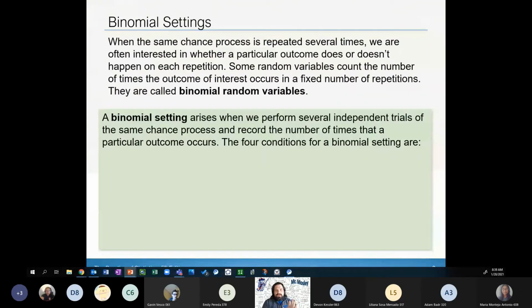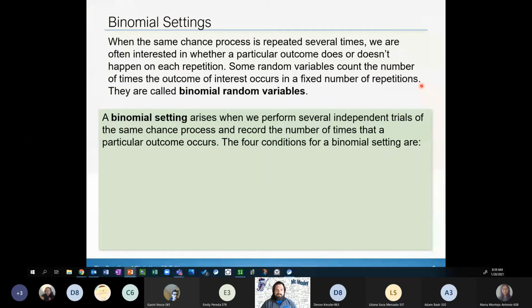So what is a binomial setting? So when the same chance process is repeated several times, we are often interested in whether a particular outcome does or doesn't happen on each repetition. Right. Some random variables count the number of times the outcome of interest occurs in a fixed number of repetitions. Right. This is kind of the important thing here. There's a fixed number of repetitions.